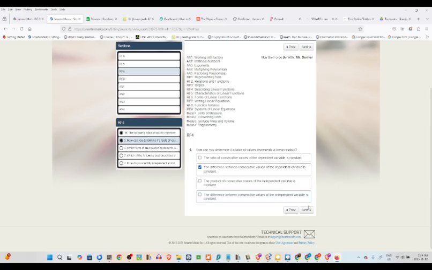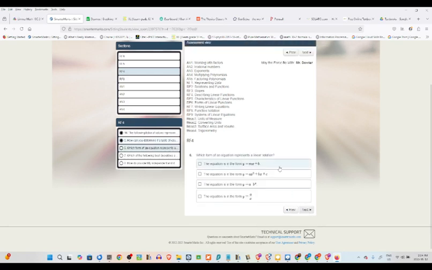I could give you something that curves in all sorts of crazy ways. But if you're checking x equals 1, x equals 2, x equals 3, you're always going to have x equals 1, x equals 2, x equals 3. So which form of an equation represents a linear relation? That is y equals mx plus b. It is not the quadratic, it is not the exponential, and it's not the reciprocal function.